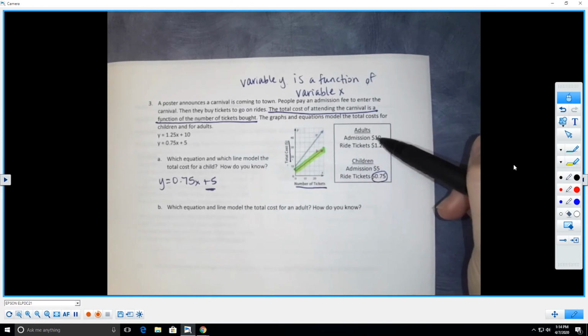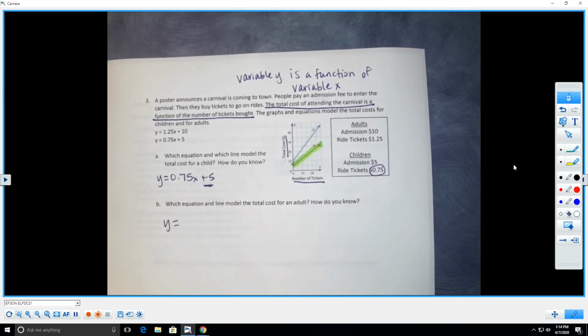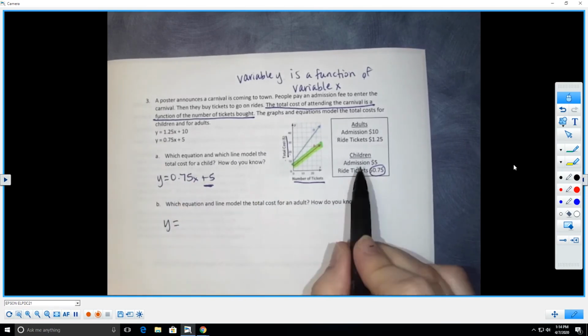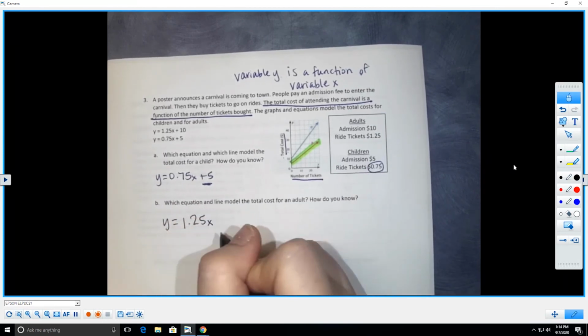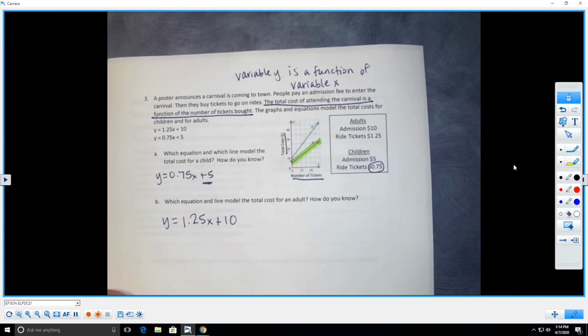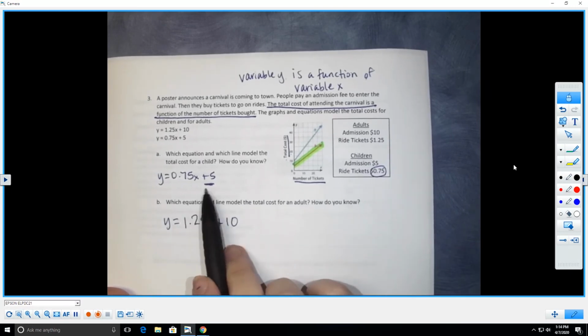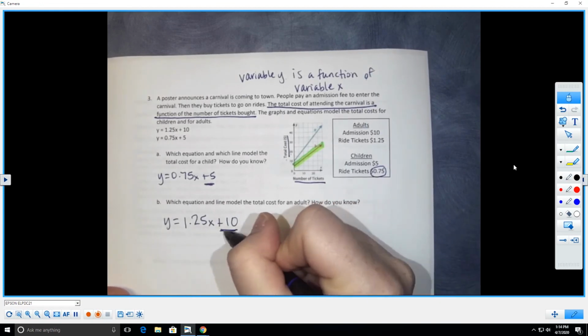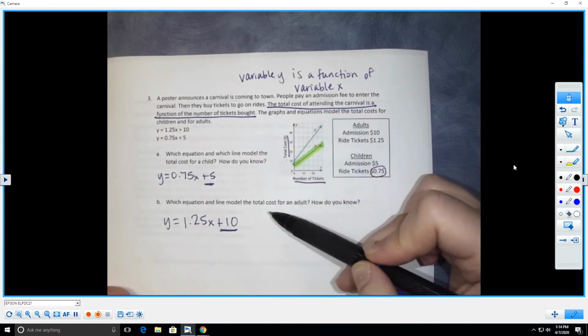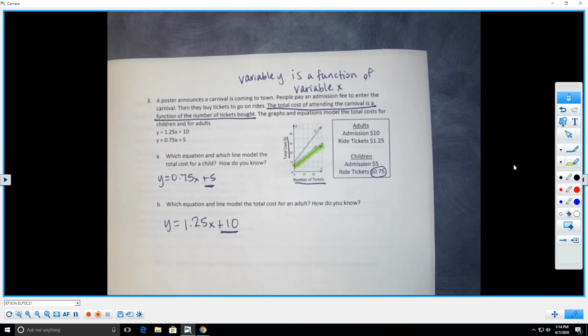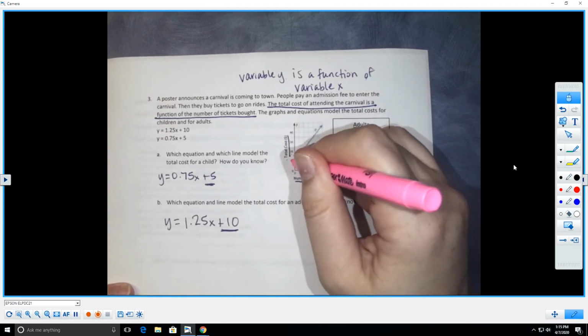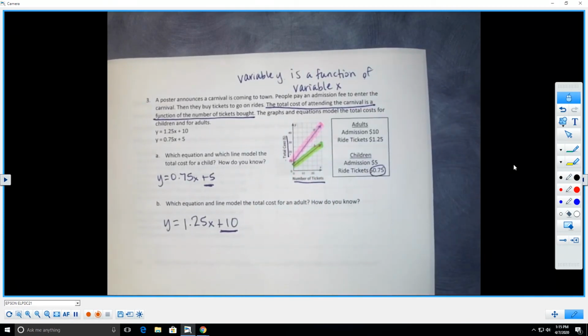Well, for an adult, the problem tells me the total cost is going to be $1.25 per ticket plus a $10 admission fee. And I can use the same logic I did before, in that I'm going to figure out which line represents the adult's cost by seeing which line has a y-intercept of 10. And as you can see, line A, or the one that I'm about to highlight in pink, has a y-intercept of 10.